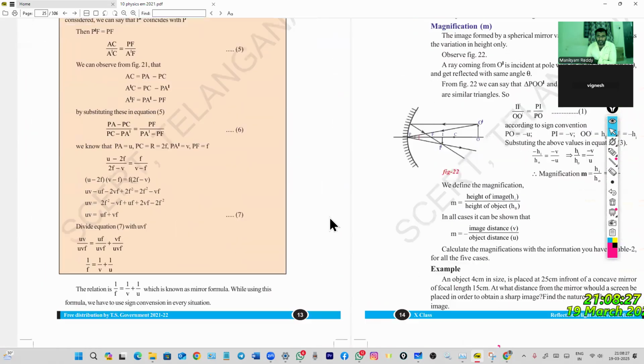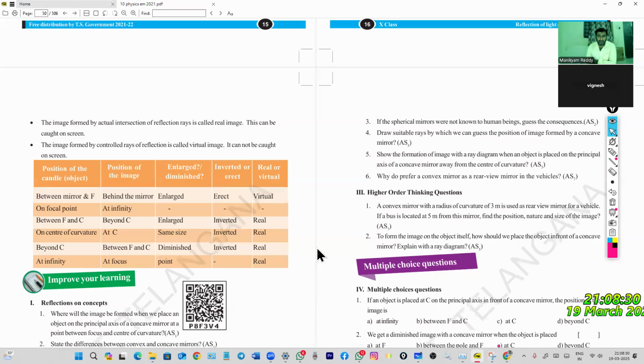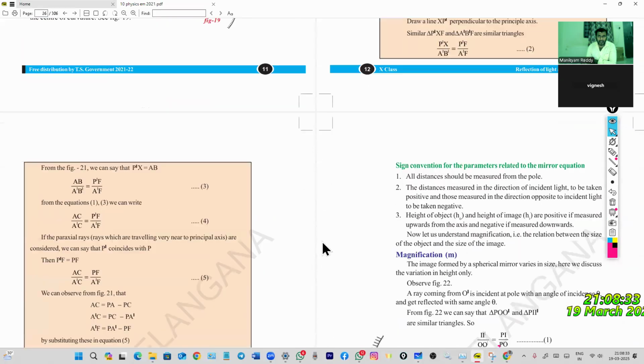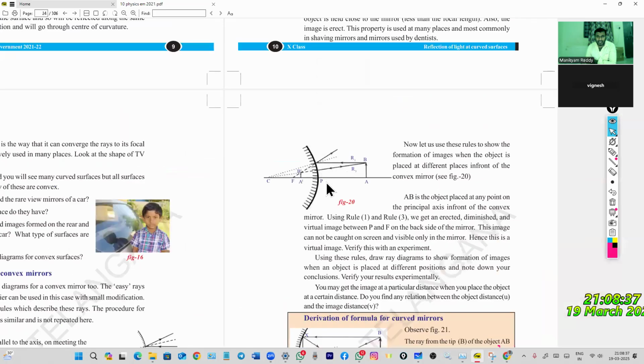Here the rules for this. For this box he may not give, I think. For this box he didn't give. Okay, only one ray diagram is there here. The image is forming behind the mirror. Object placed at any point on the principal axis. Hence this is the virtual image it is forming.